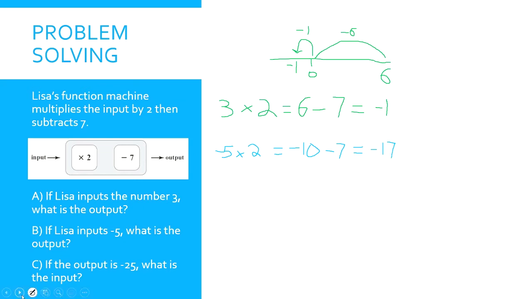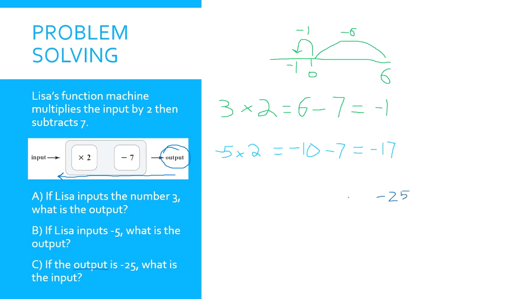Finally, for C, this one's a bit of an extension, bit trickier, but let's have a go at it. If the output is minus 25 or negative 25, what is the input? Now, you've got to be really careful with this one because this is telling me the output number instead of the input number on this occasion. What that tells us is we now need to do the inverse of whatever we were told for the function machine. So instead of having an input and going through the steps, we're going to start with my output and reverse it. So I've started with negative 25 over here.